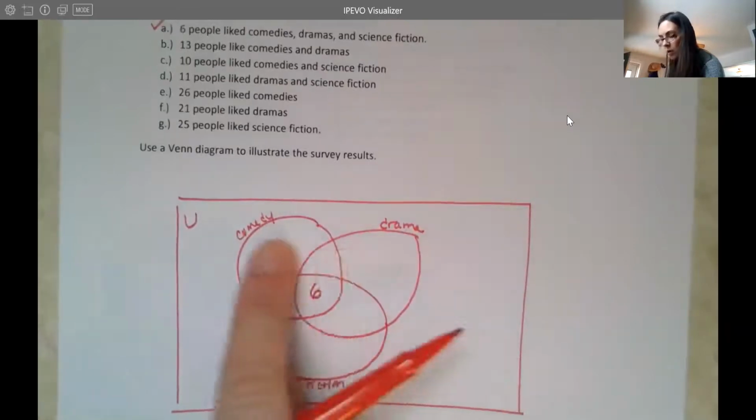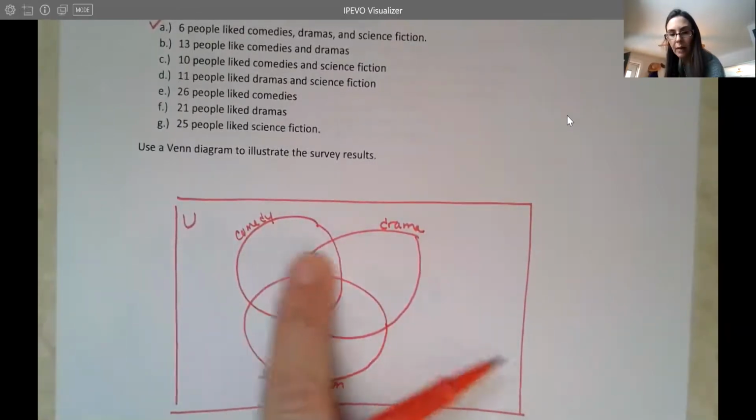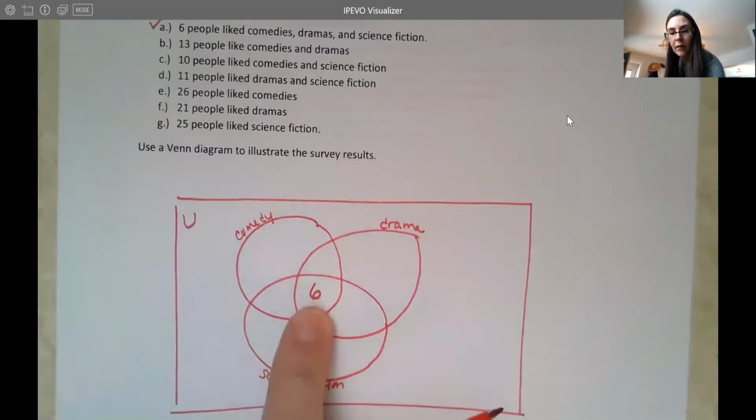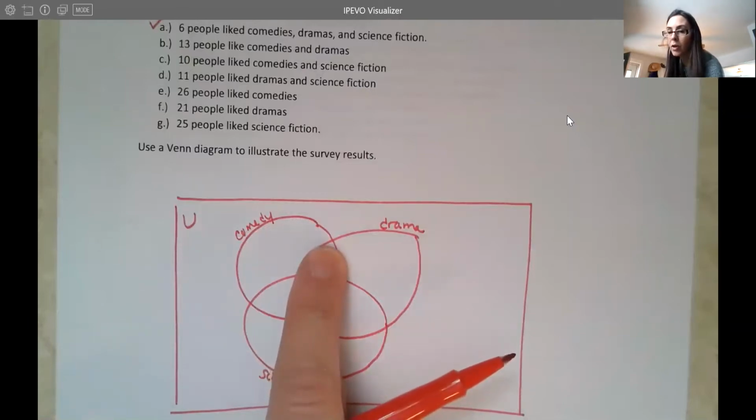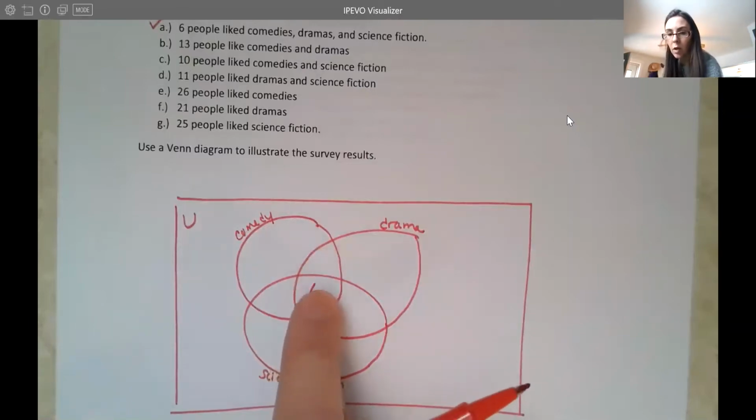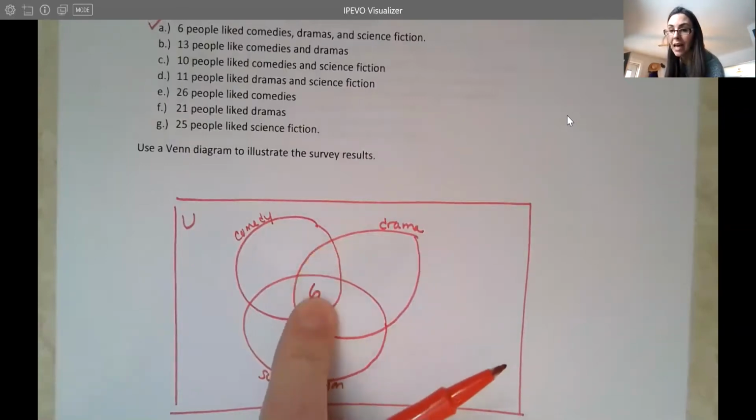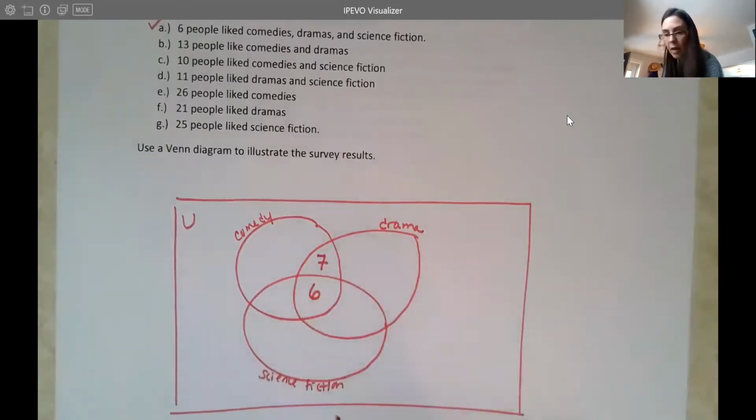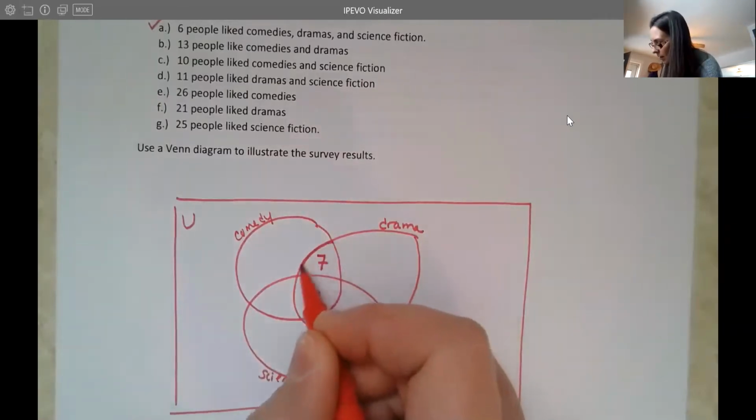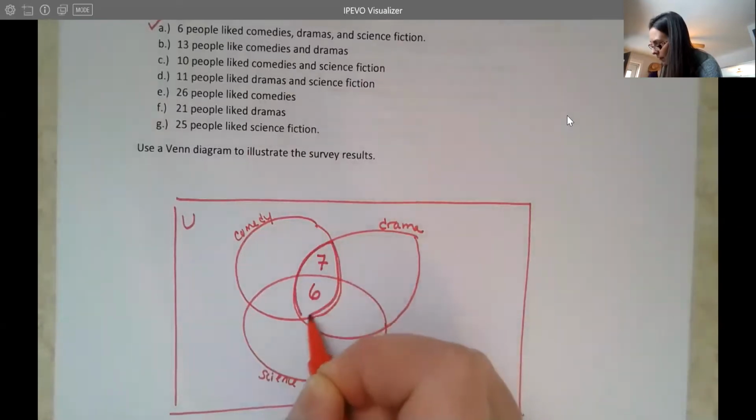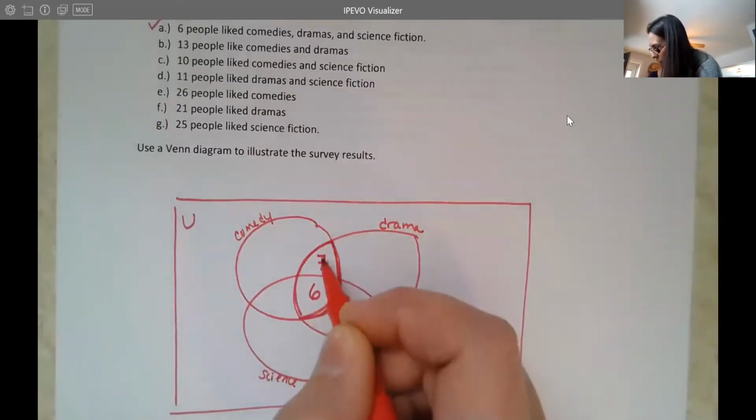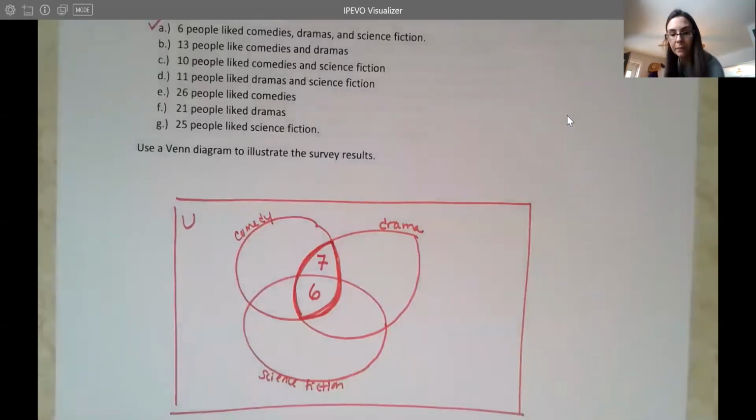Now I know that 13 people like comedies and dramas together. So my comedies and dramas is this right here, right? Comedies and dramas. Now you wanna be careful because it's 13 people all together, not 13 more people. So this whole overlapping section for comedy and drama should be 13 altogether. So if I have 6 in the middle, then I need 7 more to make 13. And you can see now I have 13 in that overlapping region for comedy to drama.